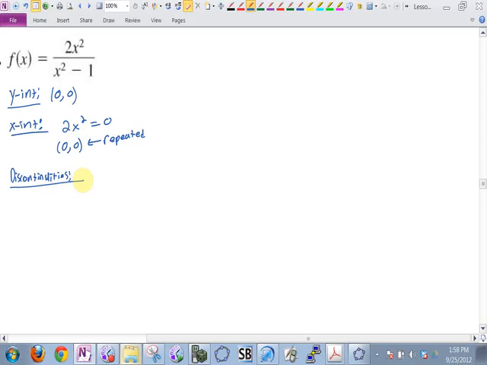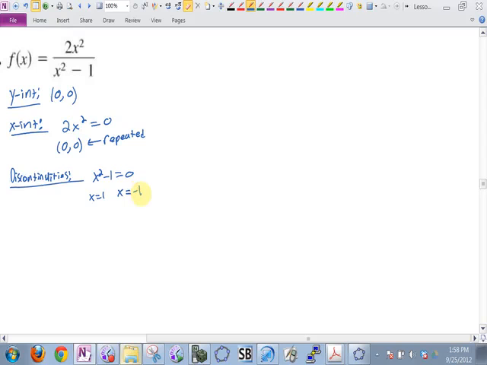Alright, let's continue. Discontinuities. How do you find discontinuities? So the bottom equals 0. And what are all the types of discontinuities that a rational function can have? Poles and vertical asymptotes. That's it. So let's analyze this. X squared minus 1 equals 0. That gives me x equals 1 and x equals negative 1. Don't know which type they are yet.